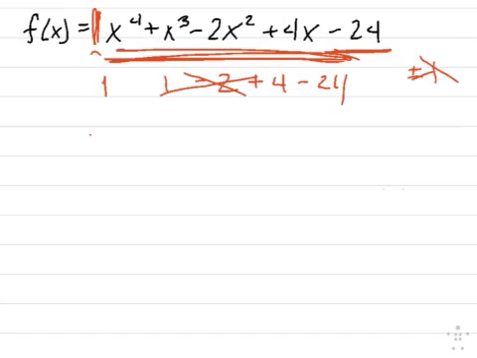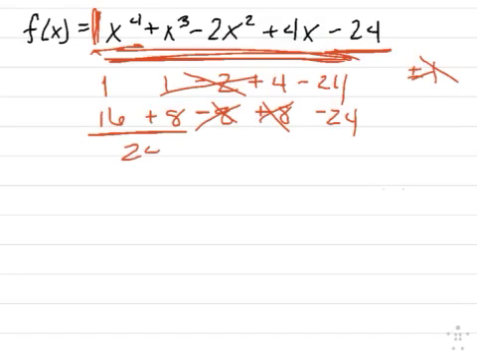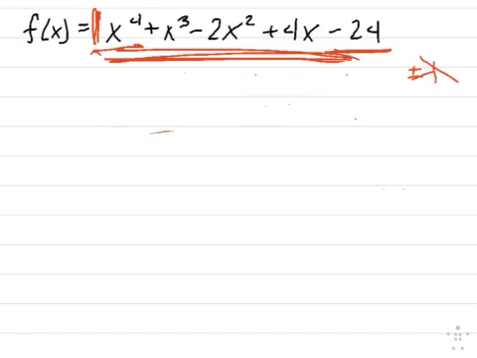Let's try 2. What's 2 to the 4th? That's 16 plus 8 minus 8 plus 8 minus 24. Let's see. Those cancel each other out. Hey, look at that. 24 minus 24 equals 0. So what's one of my rational roots? X minus 2. One of my rational roots is 2.